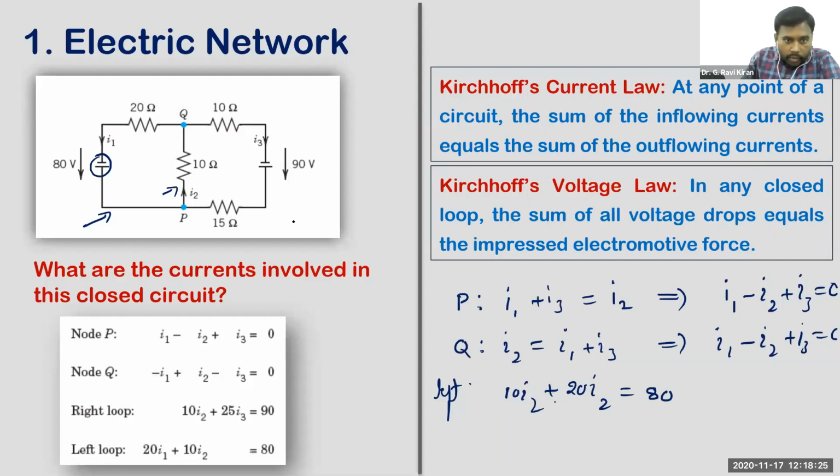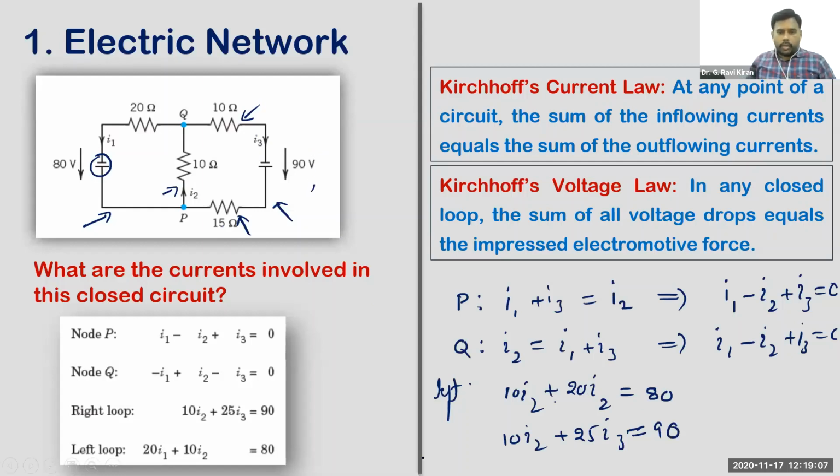And from the right loop, look at this. Again, you see I2 is passing through this 10, so you will get again 10 I2. Then see here, there are two different resistors and I3 is passing through both, right? I3 is passing through this resistor as well as this one. If you add these two, the total resistance here is 25 and the current passing through these two is I3. So you can take it as 25 I3 is equal to, see what is the electromotive force here? It is 90. So you will get this equation.